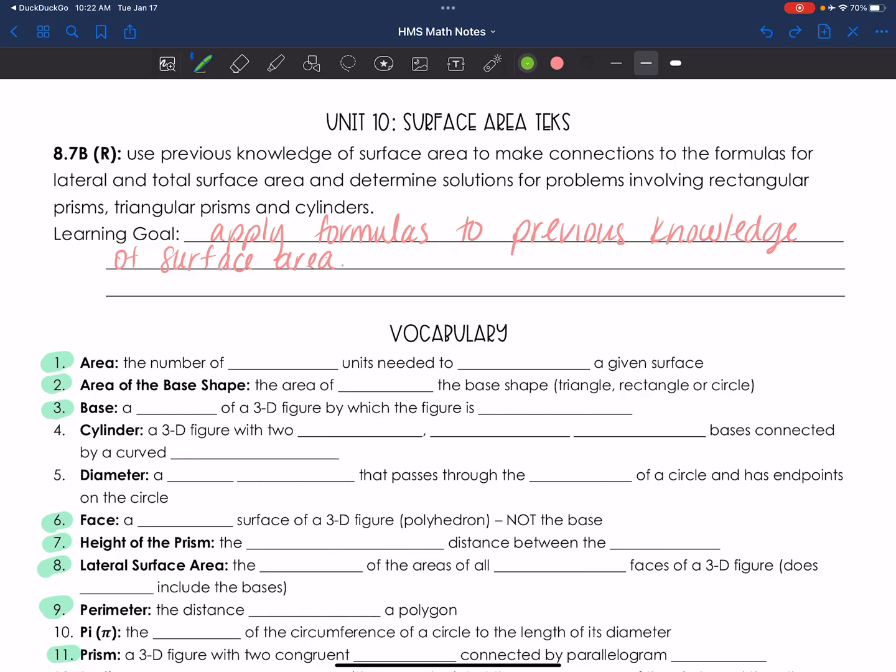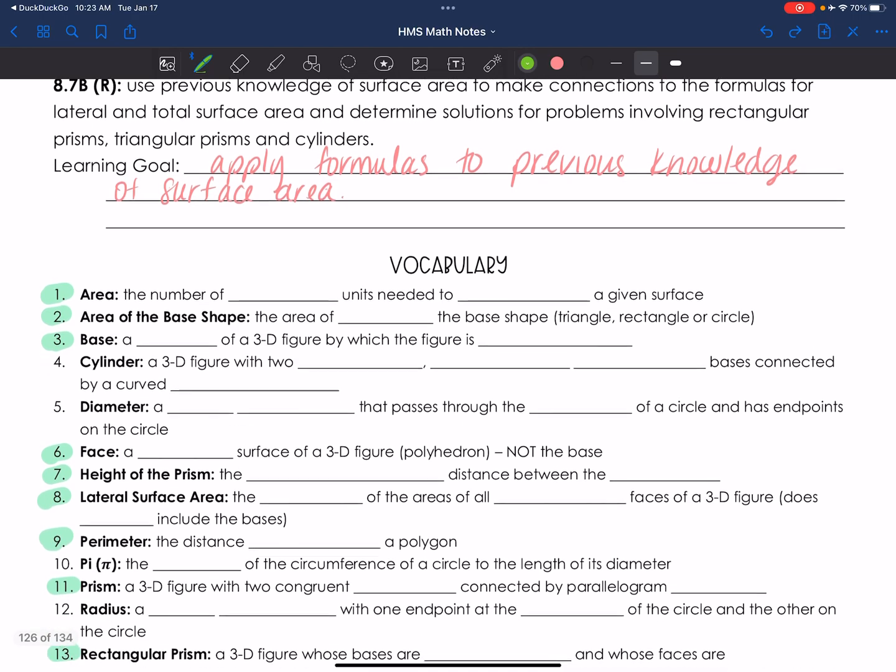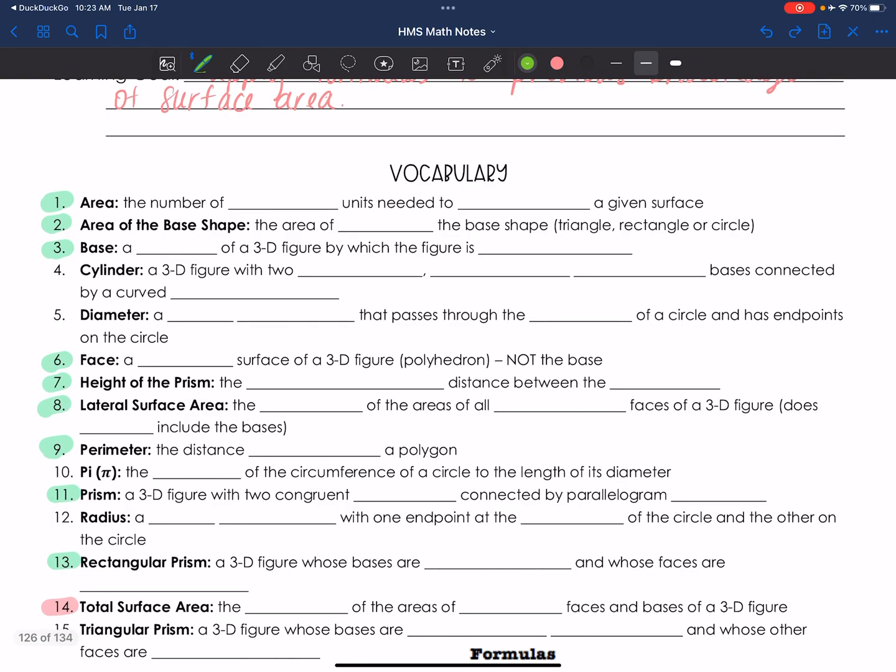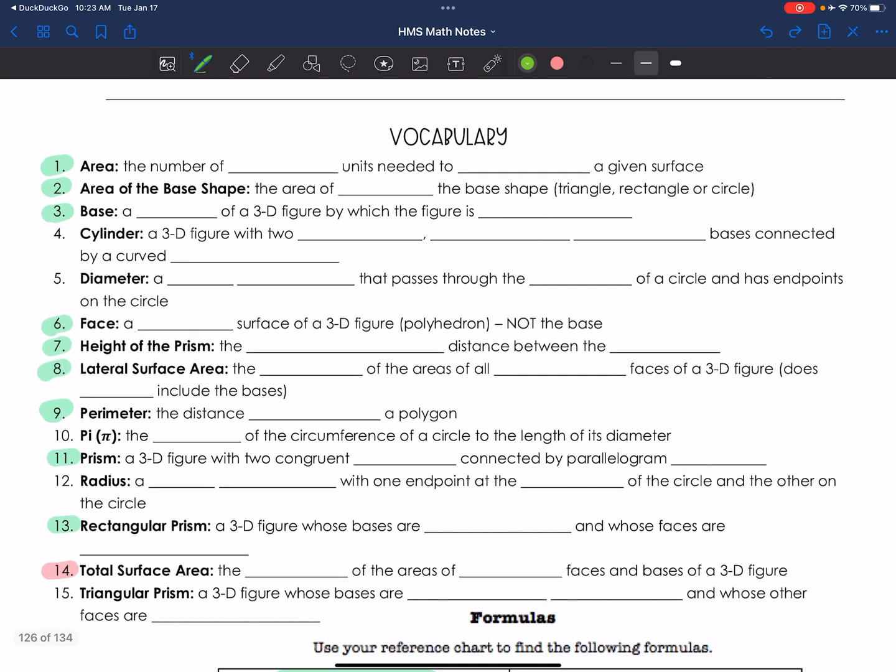But basically what we're going to do is apply the formulas to previous knowledge of surface area, because I'm telling all of you, you're in 8th grade now, and I taught most of you last year. I know you know this. I know we went over this. So everything we're learning in this unit, you have seen and done before. We just didn't apply formulas to it. We did it the long way. Well, this year, since we also have calculators, we get to apply formulas that will help us get through the math quicker. All right, let's start with what lateral surface area is.